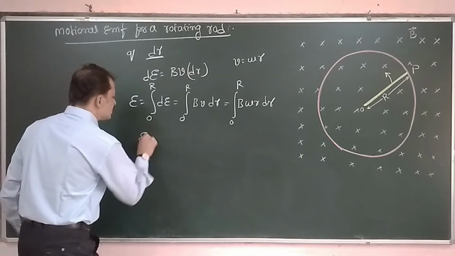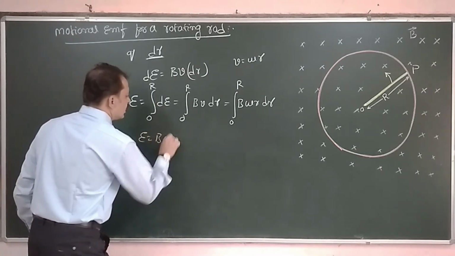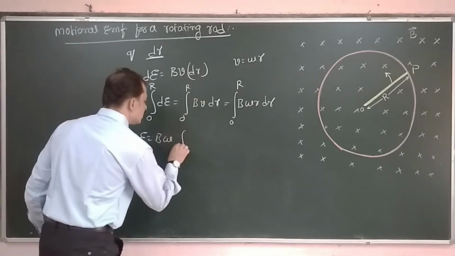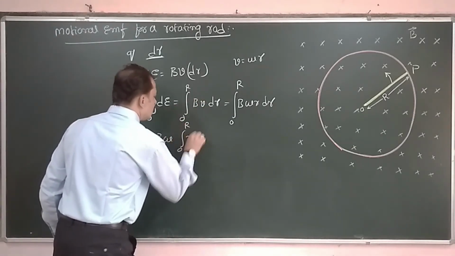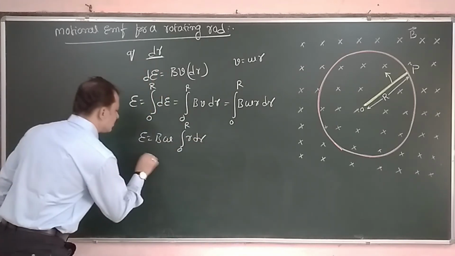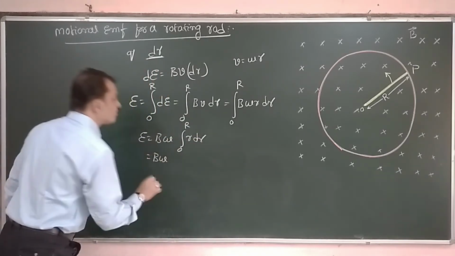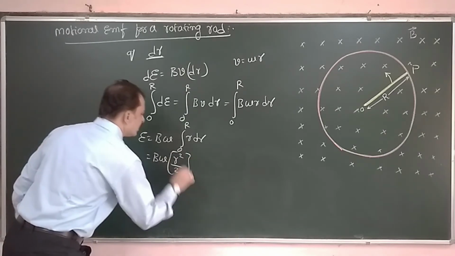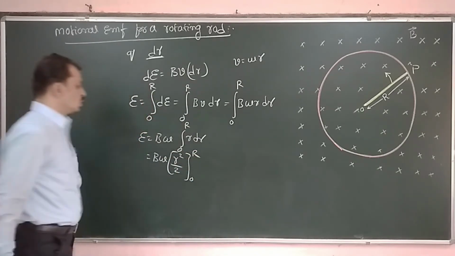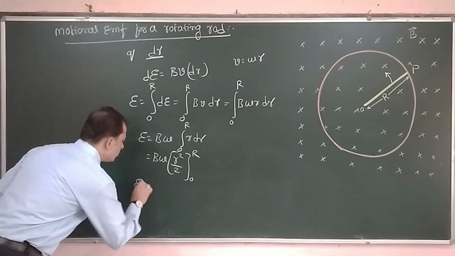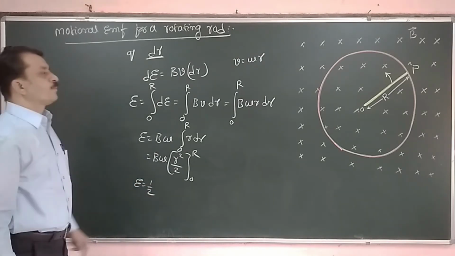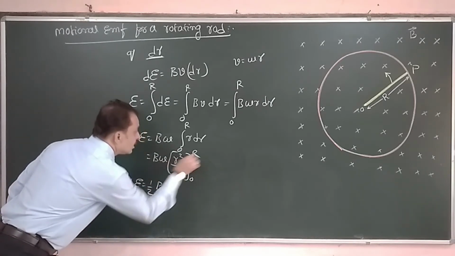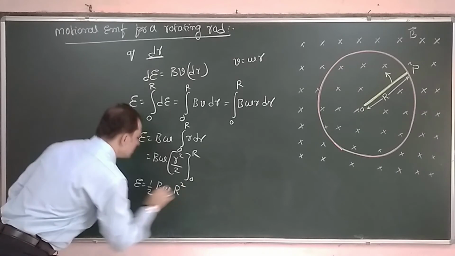Now B is constant and angular velocity is constant. The only variable is the radius part. That is integral of r dr. Integration of r is r square by 2, applying the upper limit as well as the lower limit. Therefore, the induced EMF becomes B omega R square by 2.